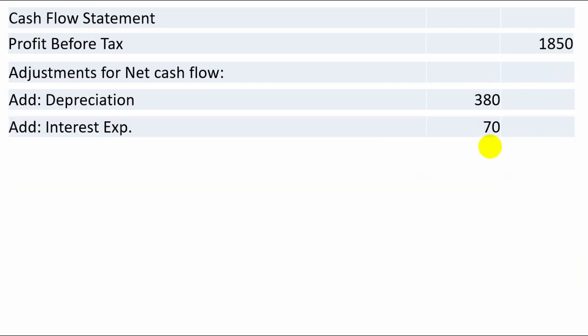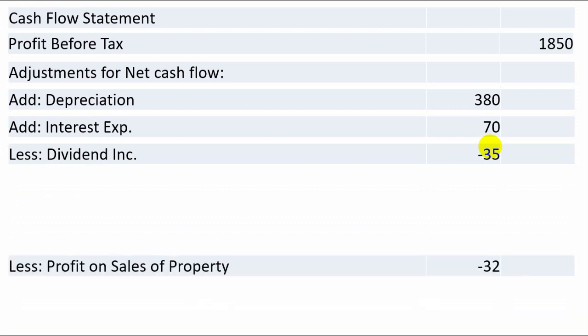Next, we add any interest expense which was deducted from the P&L account. Since interest expense is not an operating expense, it has to be added back to the profit before tax value to calculate the cash flow from operations. We need to deduct any dividend income that the company has received. Dividend income is not an operating income. This was an income which was added in the profit and loss account and therefore needs to be deducted back from the cash flow statement.